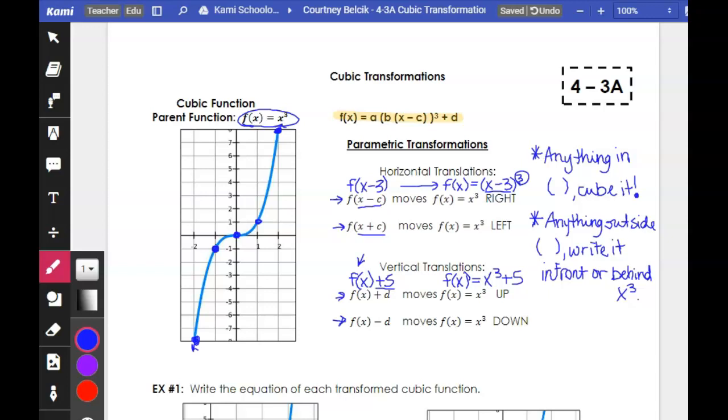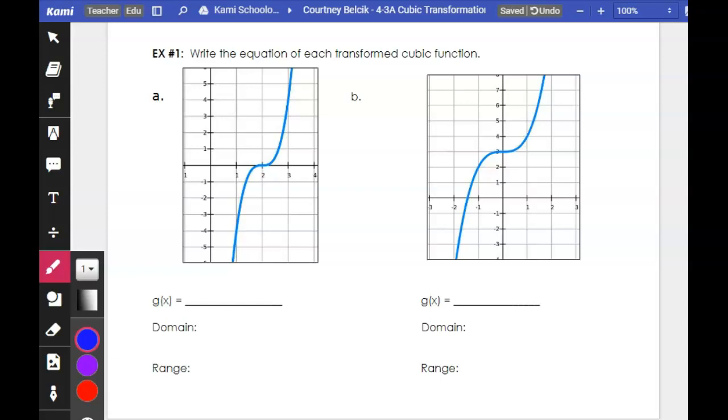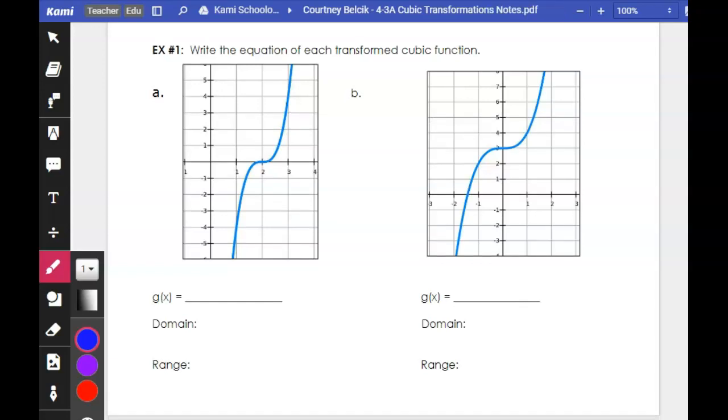So this is just a general way to figure out how to rewrite your functions whenever they're given to you in something that looks like this, versus something that you feel like you can understand more. So these bottom questions on here, we'll come back to these. We're not going to do them right now. There are transformations happening from the cubic parent function to these graphs, but we're not quite ready to write down those functions yet.